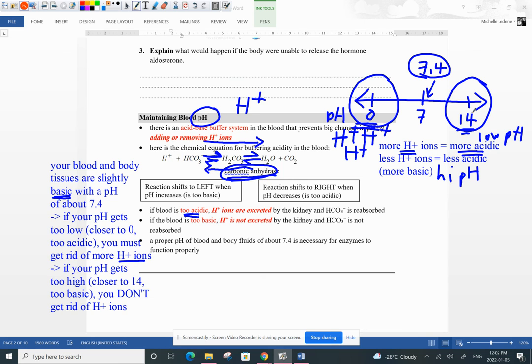If, on the other hand, your pH is too high, that means you have fewer hydrogen ions, and this lower concentration of hydrogen ions means that you need more hydrogen ions, so you don't get rid of them, you retain them. And that is going to help you maintain your pH, your body fluids' balance of hydrogen ions.